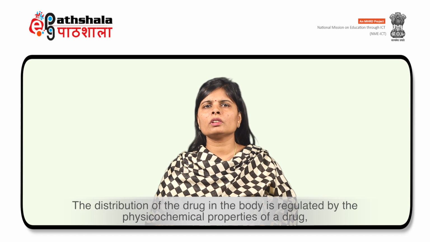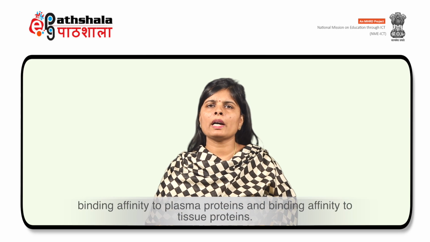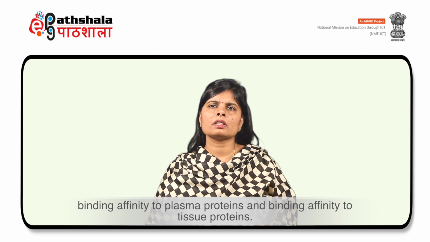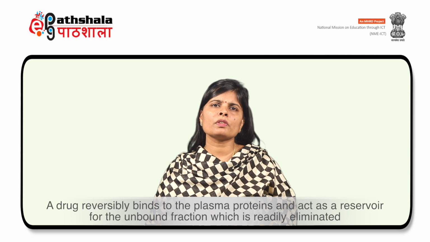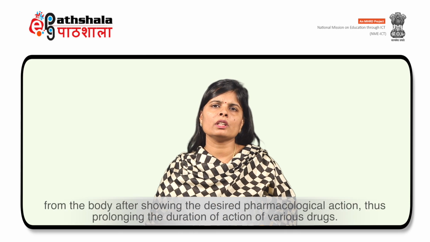The distribution of the drug in the body is regulated by various physicochemical properties of a drug, the binding affinity to plasma proteins and binding affinity to tissue proteins. A drug reversibly binds to the plasma protein and acts as a reservoir for the unbound fraction which is readily eliminated from the body after showing the desired pharmacological action, thus prolonging the duration of the action of various drugs.